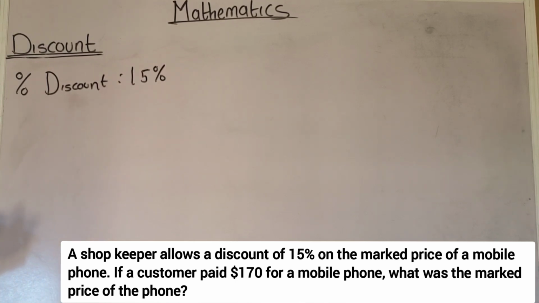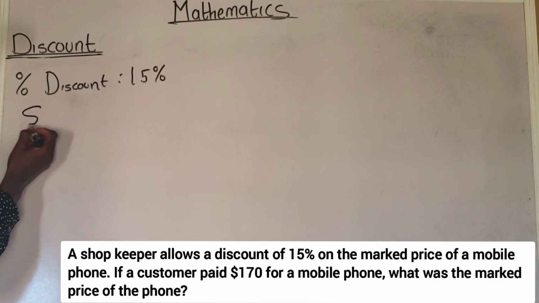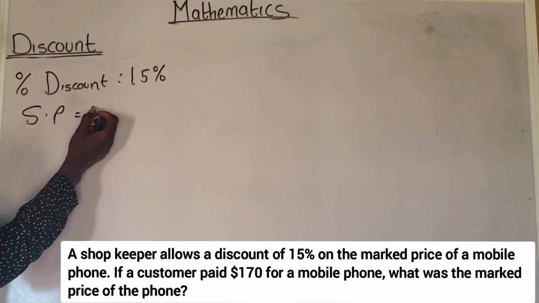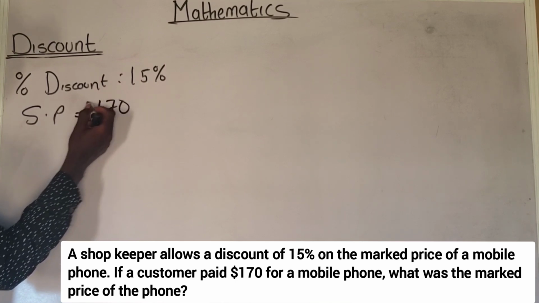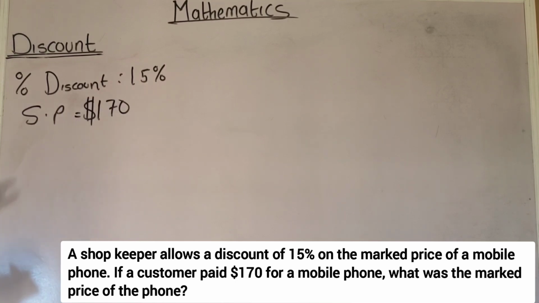If a customer paid $170, that means the selling price. Okay, selling price is what? $170. That is the selling price. It is very important that you pay attention. If the customer paid $170, that means the price that the seller sold the mobile phone for is $170. Do you understand? Okay. For the mobile phone, what was the marked price of the phone?